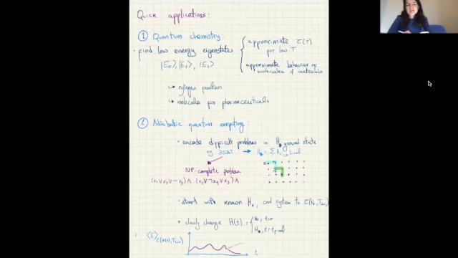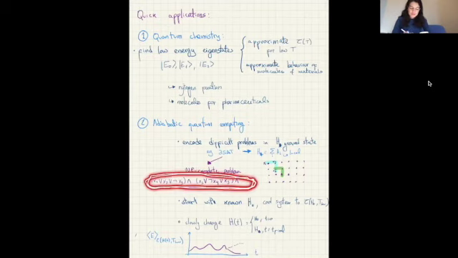This problem is NP complete, which, if you're a computer scientist, you know means that any problem in NP, so any problem whose solution can be checked quickly, can be reduced to this kind of problem. So if you can solve this, then great. Okay, so what does this have to do with quantum systems?